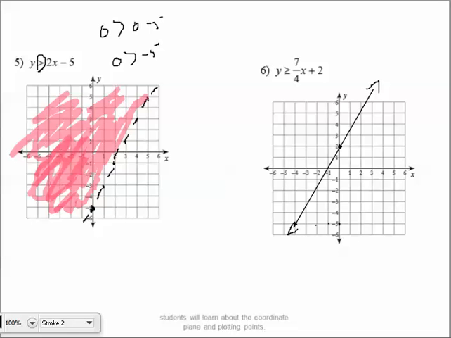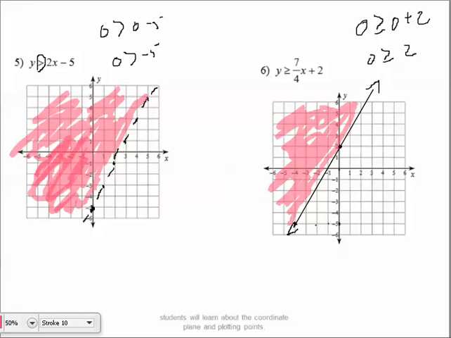I'm going to test 0, 0. See it right here? It's not on the line, is it? So 0, 0 in here is going to be 0 greater than or equal to 0 plus 2. And that means that 0 is greater than or equal to 2. No, that's not true. So I don't want to shade the side that has 0, 0. I want to shade the side opposite it over here.